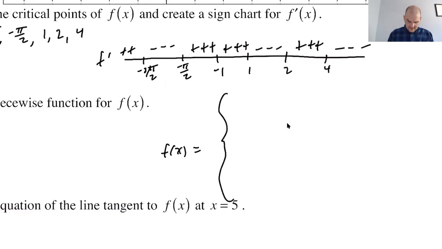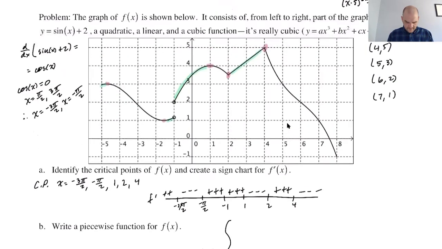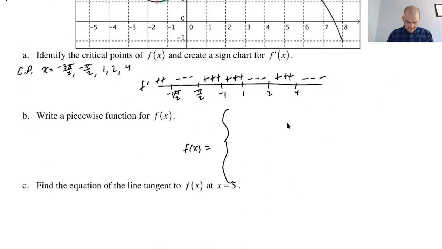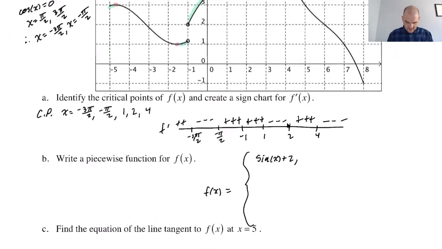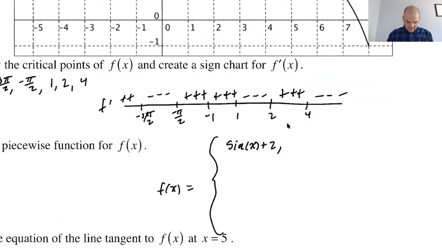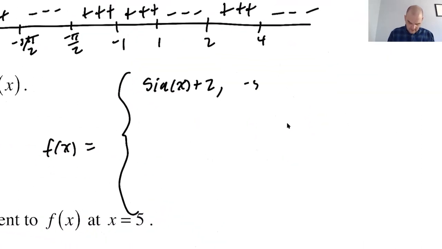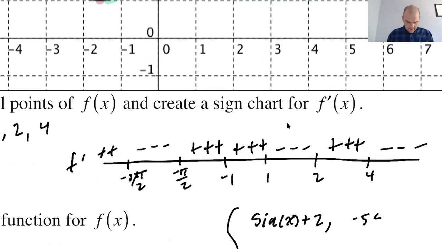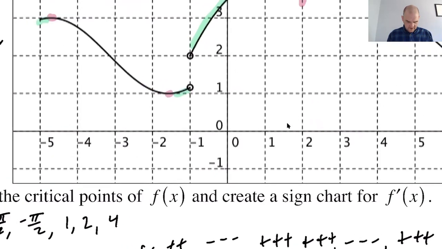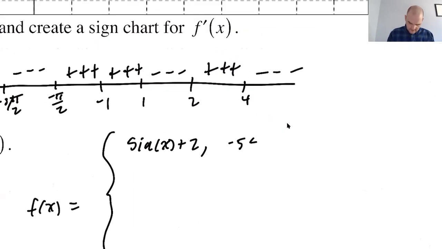Okay, f of x is, we're actually just told that it's sine of x plus 2. So let's start with that. Sine of x plus 2, and that's when we're between -5 and -1. Is -5 an open circle, a closed circle? I feel like we could close circle it, so let's include it. -1 is definitely an open circle because it doesn't exist there.